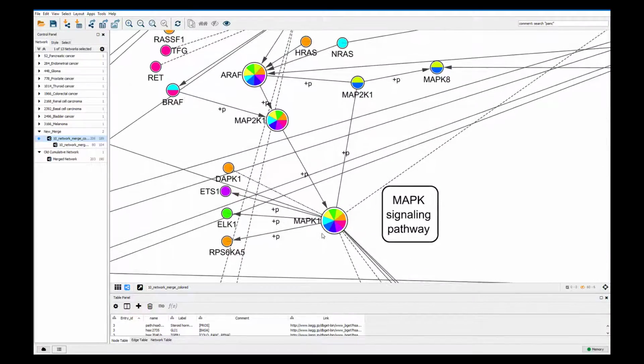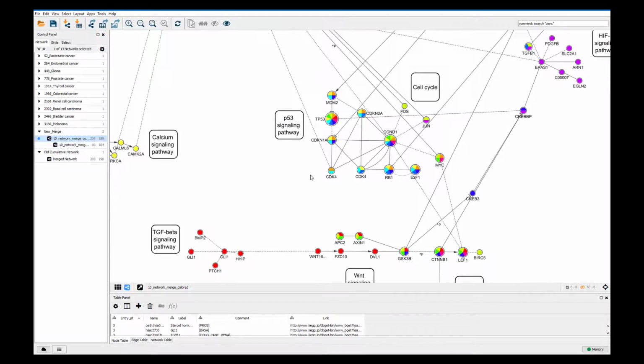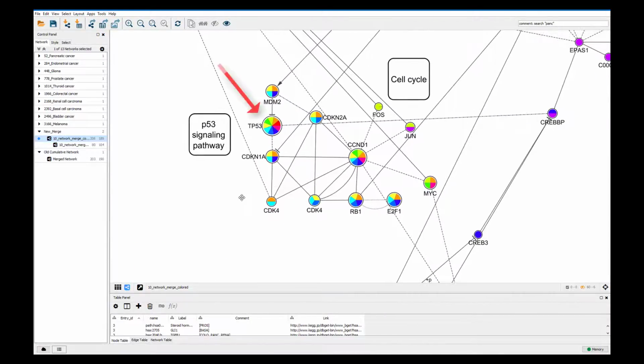For instance, MAPK1, which is involved in the MAPK signaling pathway, was found in 90% of our networks, only missing basal cell carcinoma, abbreviated as BASO. In addition, our next most frequent gene, TP53, which is involved in p53 signaling, was also discovered to be very common, with it being found in all of our networks except renal cell carcinoma, abbreviated as RENA.